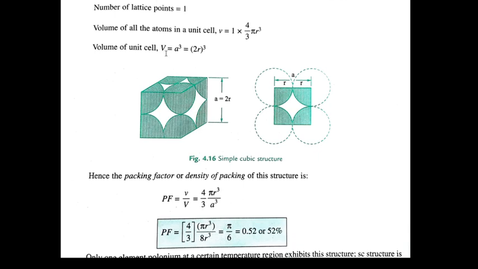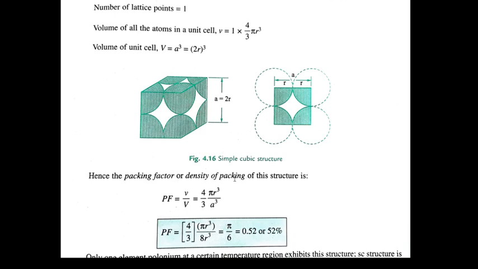capital V, and since it's a cubic setup, a, b and c are equal. This is, let us say, c, this is b, this is a, and a, b, c are equal, so it becomes a cube. And from this figure I can see that a is equal to twice of r, so a is replaced by twice of r raised to cube, so it becomes 8r cube. Am I right? And now we will be finding out the packing factor or the density of packing.